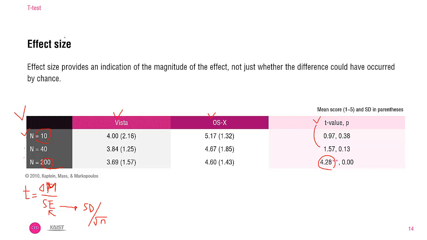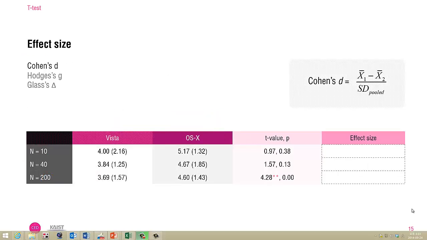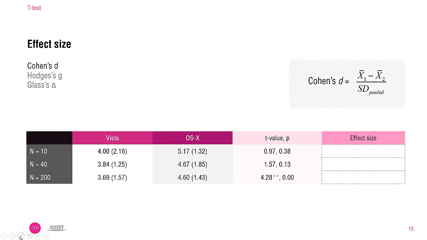The effect size is independent from the sample size. The effect size provides an indication of the magnitude of the effect, and therefore it offers an insight into whether the difference could have occurred by chance. There are several ways of calculating the effect size, and depending on the statistical technique, different calculations are available. With regard to the t-test, we usually take Cohen's d.